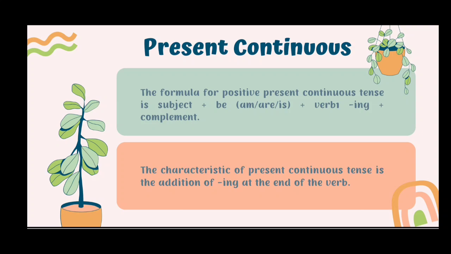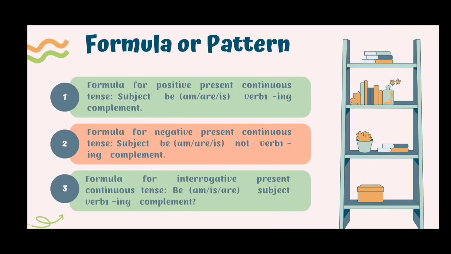So, let's see the formula of present continuous tense. The formula for positive present continuous tense is subject plus be plus verb ing plus complement.